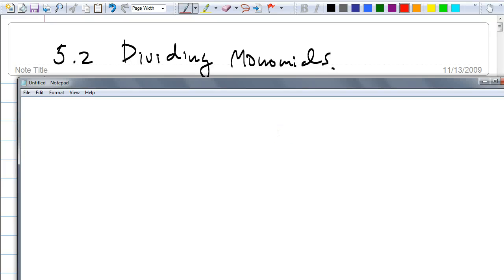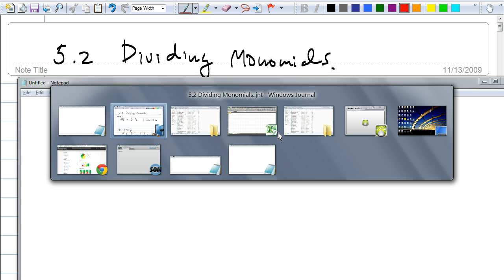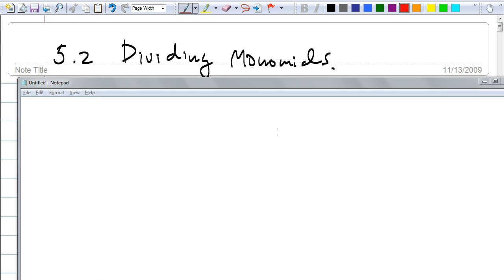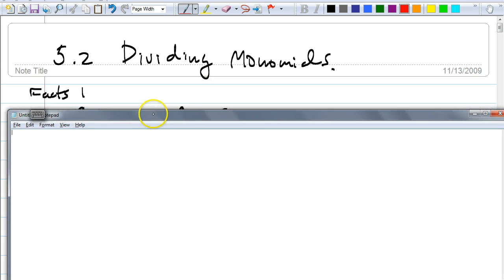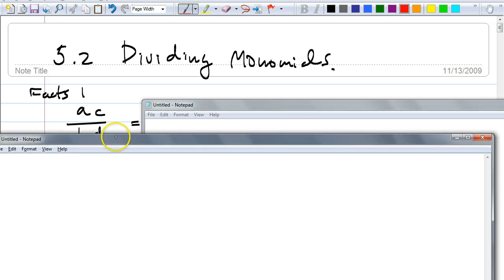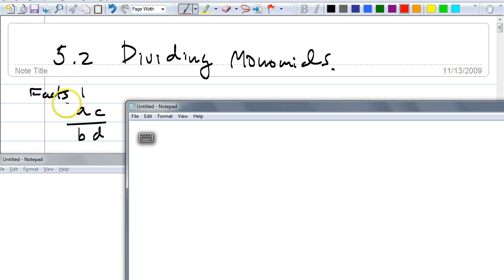Okay, today we're going to talk about dividing monomials. This is our topic. All right. So before we get going here, let's do a simple example. If I had a monomial, you see AC is a monomial, is that right? Over BD, that's not a monomial. So we're going to be doing something like this.